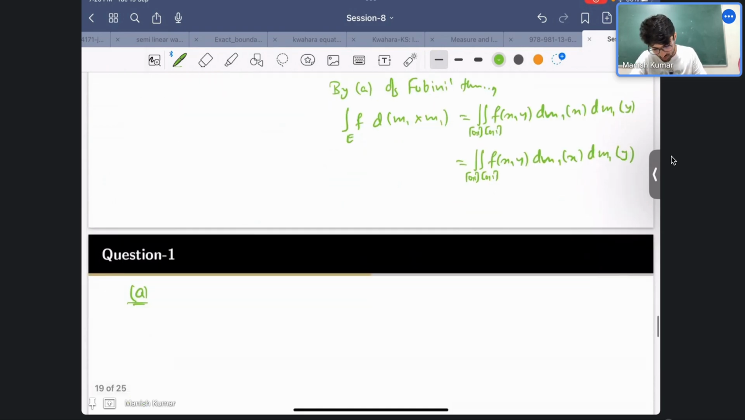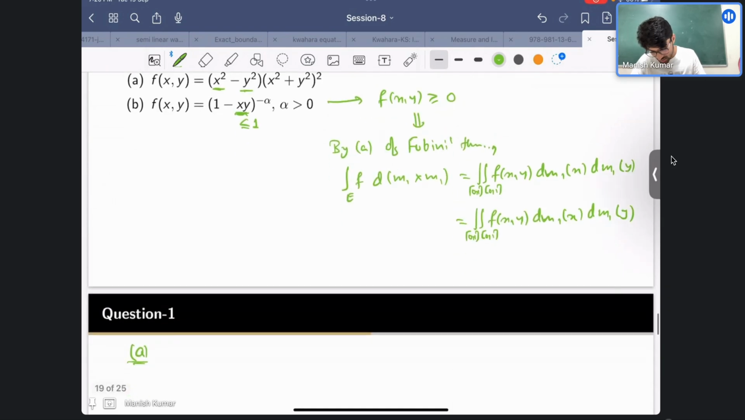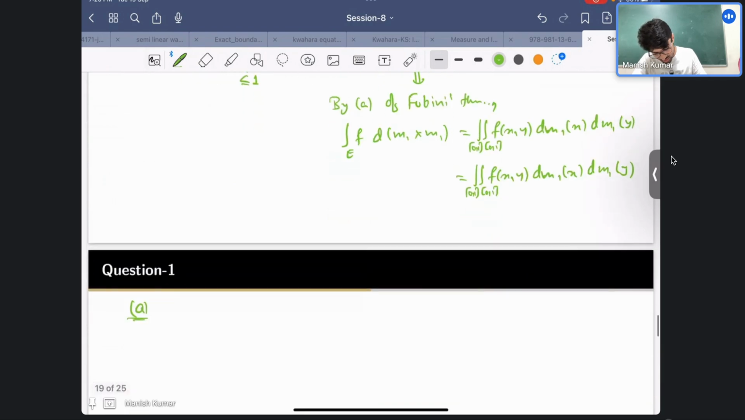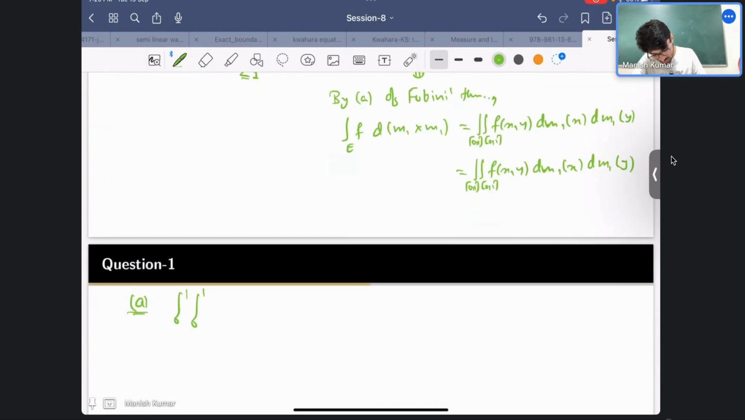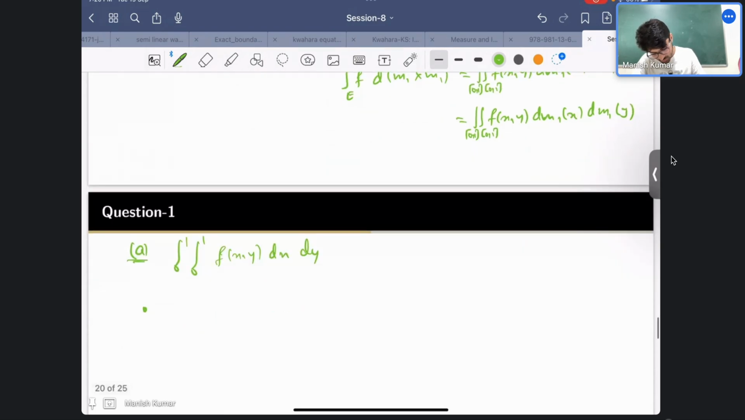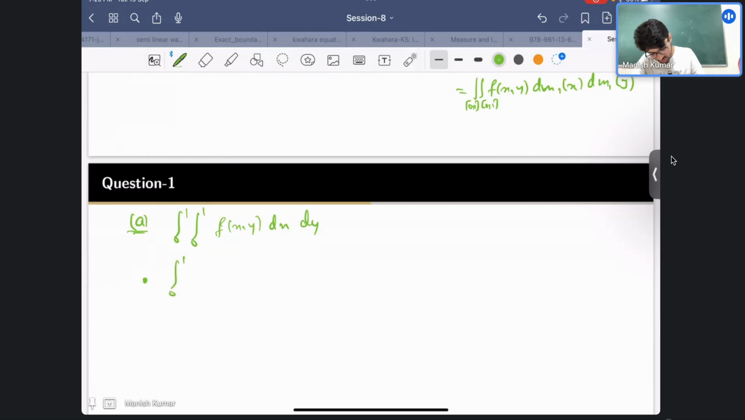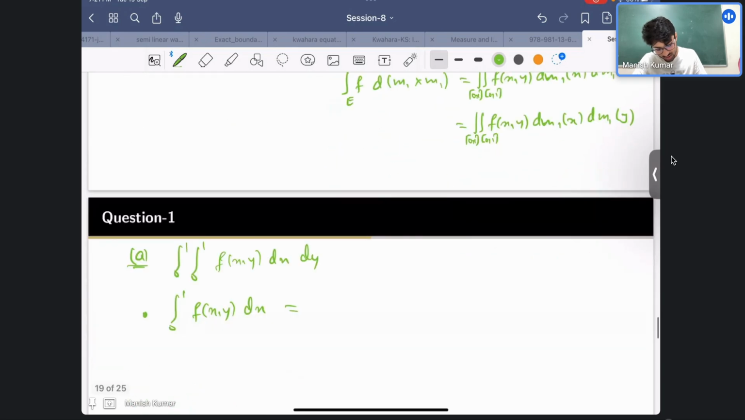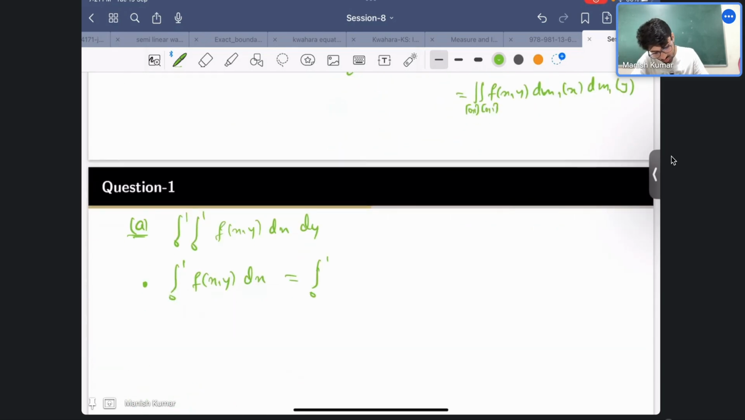So let's start by first integrating with respect to x. So the integral over [0,1] of the integral over [0,1] dx dy. Let's start with the integral from 0 to 1 of f(x, y) dx. I want to integrate this with respect to x. So what is your f(x, y)? This is (x square minus y square) over (x square plus y square), and the integral from 0 to 1 is with respect to dx, right?